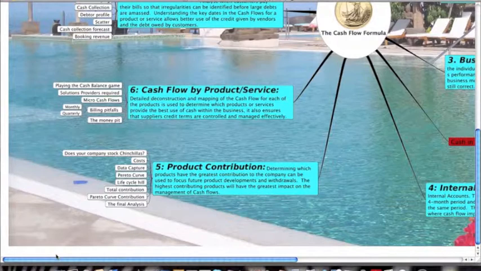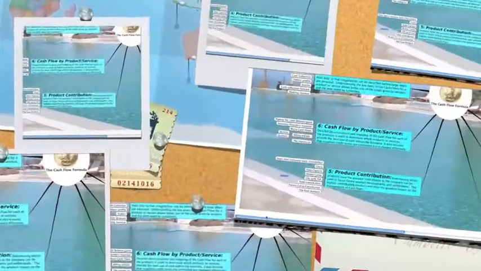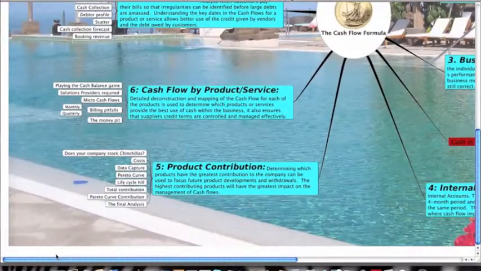We're also going to look at total contribution, what each product brings to the party as far as cash. We're going to look at Pareto curve contribution and understand the relationship of each product. The final analysis is based on sound evidence. Which product should be withdrawn? That's a real challenge for many businesses. Move on to number 6, cash flow by product or services.